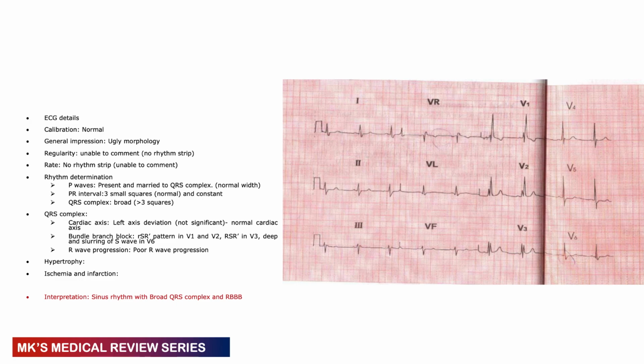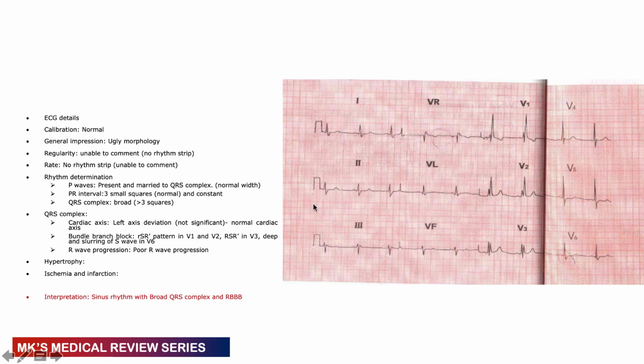Then when we look at the rhythm, just a quick determination of the rhythm, we can see that the P waves are present. So you look at lead 2 here. We have a P wave, a QRS complex, a T wave. We have a P wave, a QRS complex, and this looks like a T wave. Even in lead 3, we have a P wave here, a QRS complex, what looks like a T wave. So we can see that the P waves are present and they're normal width. The PR interval, if you zoom your screen and count very closely, is about 3 small squares and it's constant.